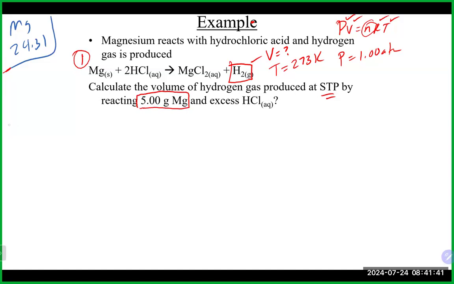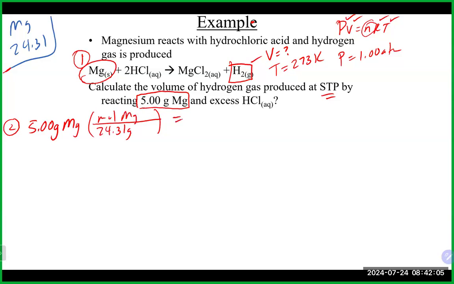We're going to do really our second step, which is convert our magnesium from grams to moles. It is not a limiting reagent problem or anything like that because, again, we're only given magnesium and it reacts with our excess amount of HCl in this case. So 24.31 from the periodic table, going to get us here 5 divided by 24.31 looks like 0.2057 moles.